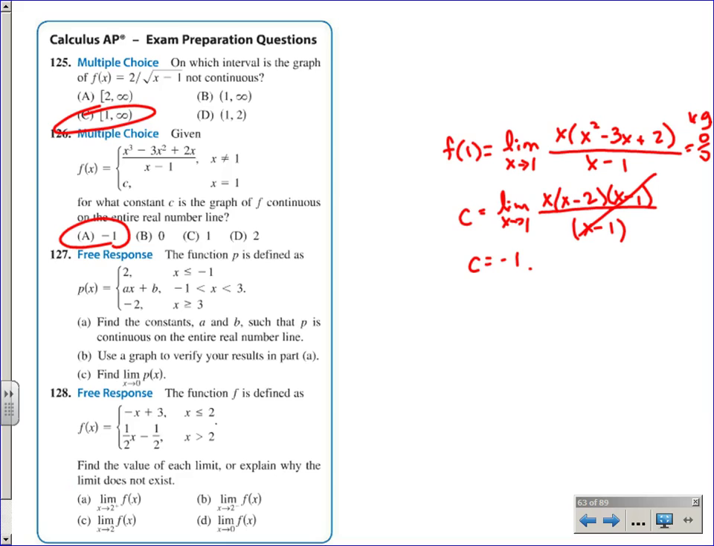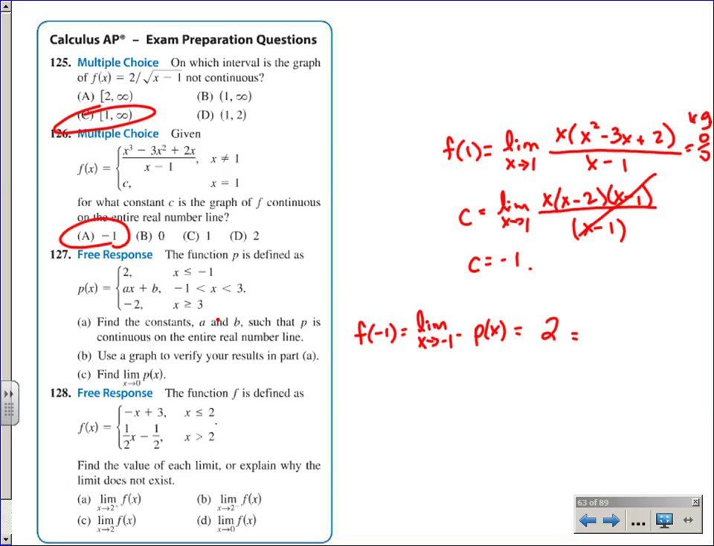Do you guys see how the below and the at is the same thing? So I could go ahead and say f of -1, which is the same thing as the limit as x goes towards -1 from below of p of x, is 2, right? There's no place to plug in -1, so f of -1 is the same thing as the limit from below, which is 2. But what do I need that to equal?